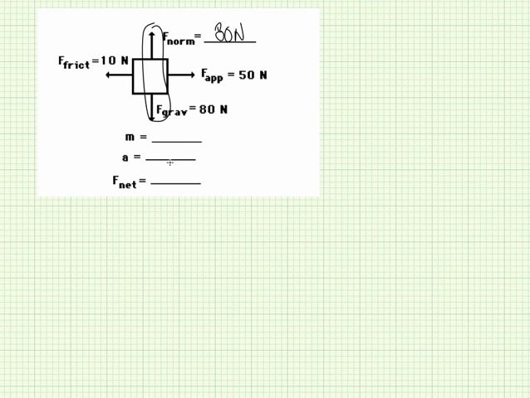Next, we want to figure out the mass. What is the mass of the object? Well, we know that the weight, or the force due to gravity, equals mg. Since the weight was 80 newtons, and just to make it simple, let's use a g of 10 for right now, that gives me a mass of 8 kilograms. So the mass of my object is 8 kilograms.